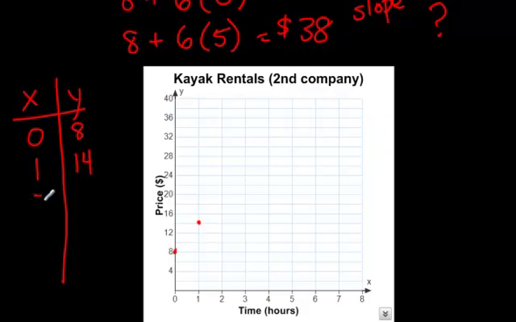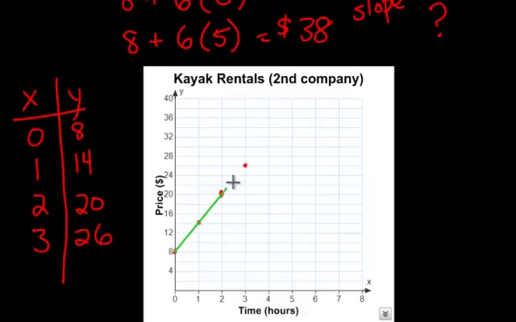Okay? If you go for 2 hours, how much is it going to cost? Well, 14, but you're going to have to add another $6 each time. So that's 20. It's going to cost $20 for 2 hours. Okay? And it's going to keep going like this. Okay? 3 hours is $26 right there. Okay, and I'm going to connect the dots just like we did before.